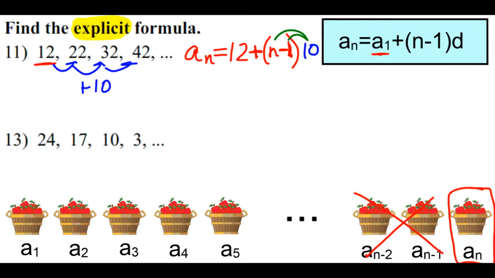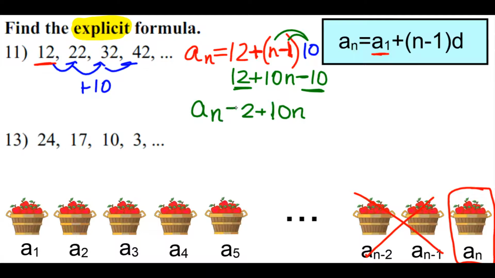So let's distribute that 10. And we would have 12 plus 10n minus 10. And then look at your like terms there. 12 minus 10 is 2. 2 plus 10n. So remember, we want an equals 2 plus 10n. That is a formula, an explicit formula for the nth term.